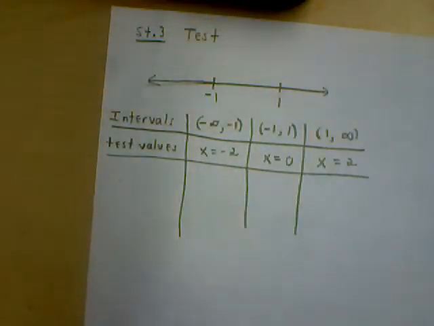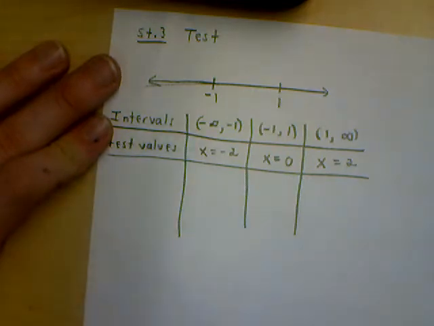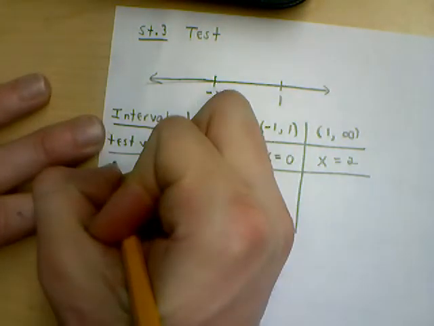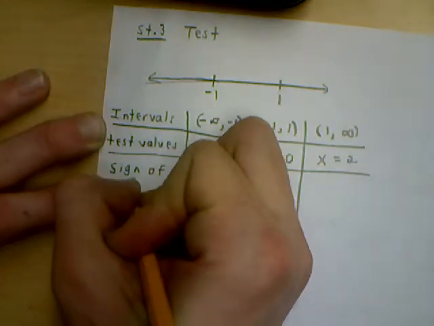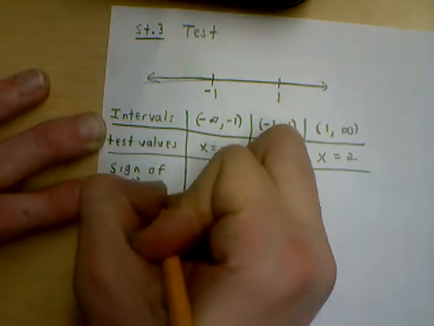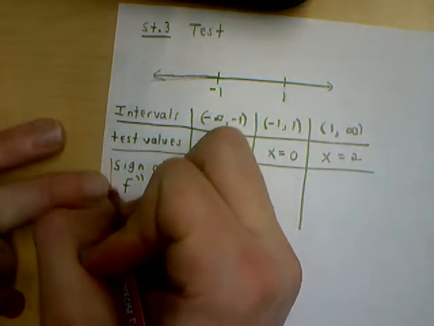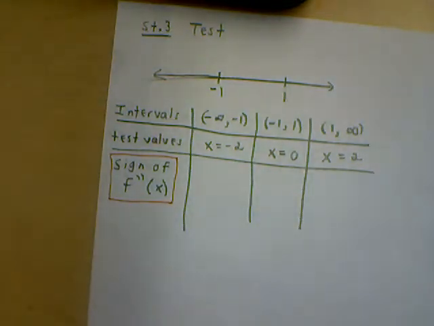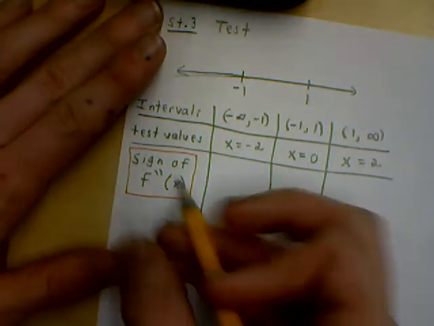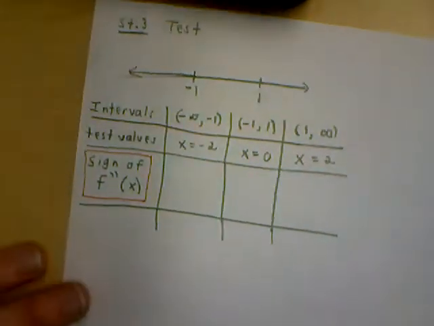Since this time I'm testing the concavity, whether the graph is concave up or down, I'm checking the sign of f double prime of x. You can put an underline or a box around that. This is different. I'm asking in this problem about concavity, so I'm looking at the second derivative. Let's go ahead and do that real quick.